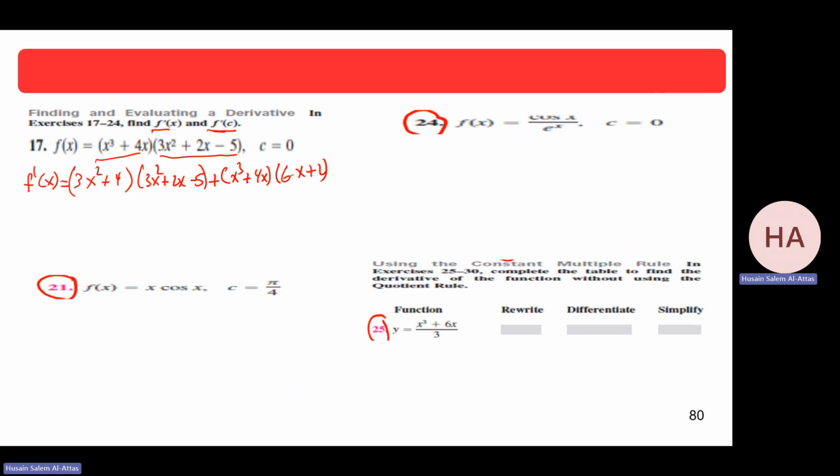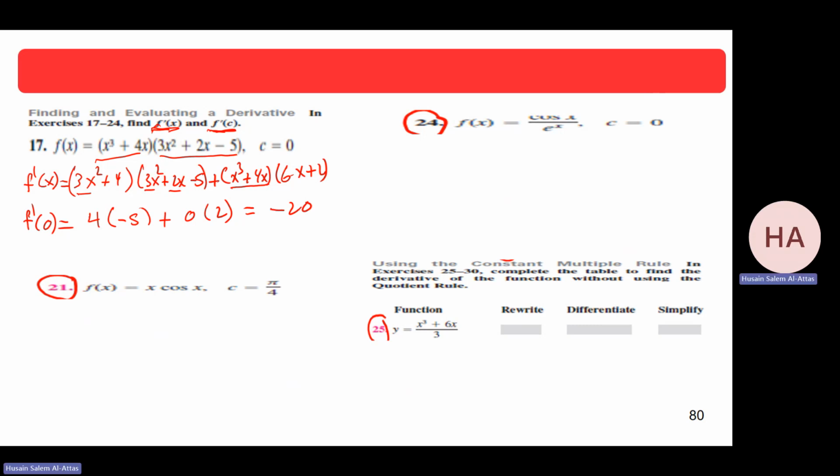Since I'm doing it at 0, I think it's better to substitute right away. No need to do the calculation. Just substitute f prime at 0. If he's asking for f prime at x, you need to simplify, do all of this. If you want just f prime at 0, I think you can do it quickly. That will be 4 times minus 5, and this is 0, this is 0, this is 0, plus this is 0 times 2. So the answer is minus 20.